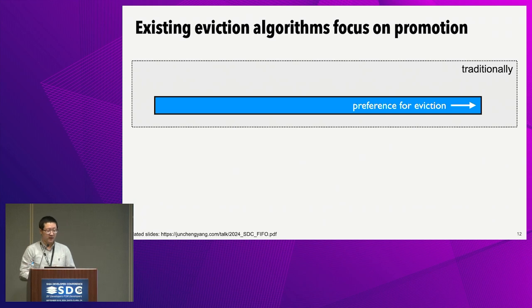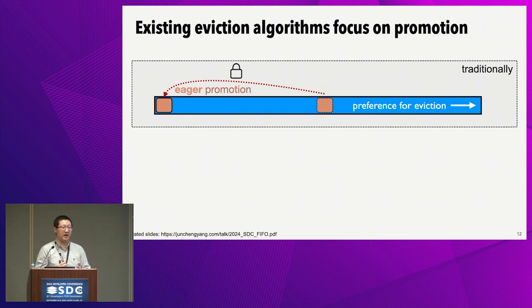Before I talk about these two techniques, let's first talk about existing eviction algorithms. I find that existing eviction algorithms all focus on promotion. If we view the cache as a logically ordered queue, on the left are objects preferred to keep, and on the right are objects preferred for eviction. So if it is LRU, then left is the insertion point, and right is the eviction point. And upon each request, most of the existing caches promote the object to the head of the queue. This is eager promotion.